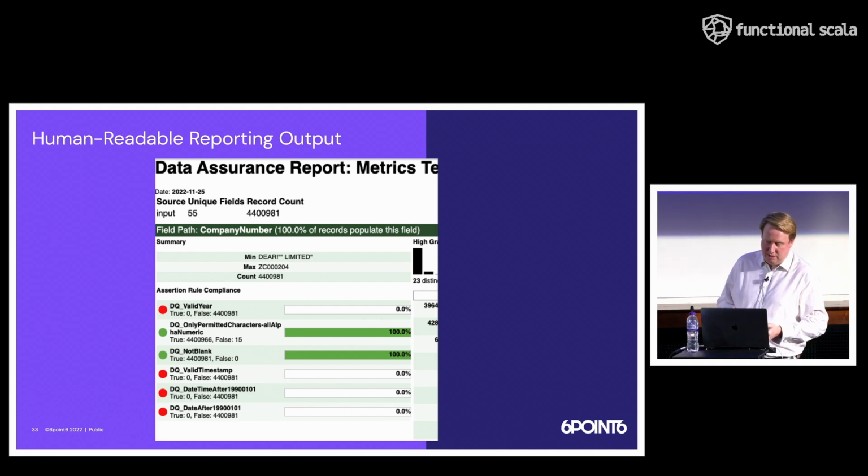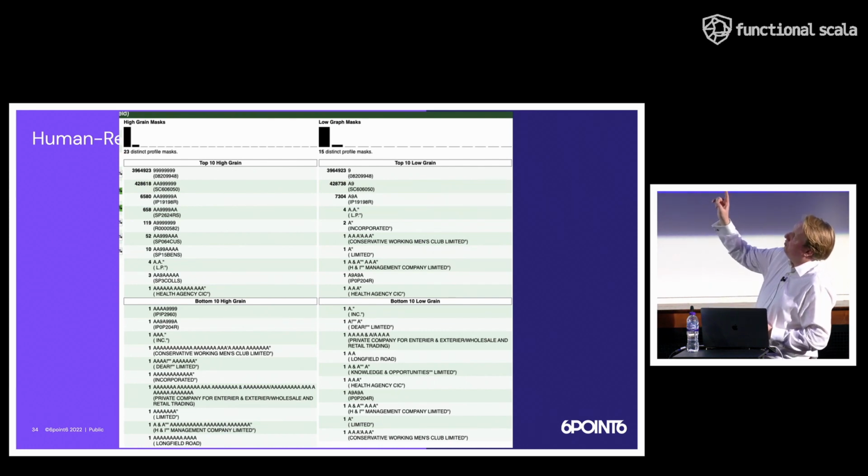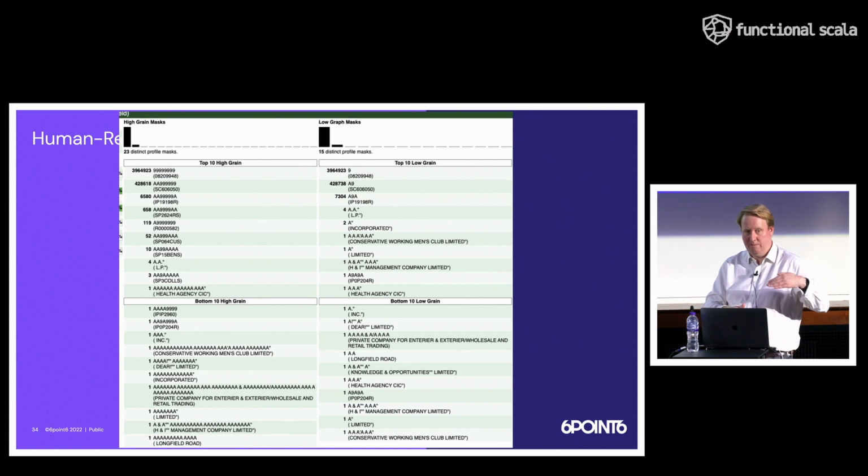And then the others: one rule says the company number shouldn't be blank, so that's actually 100%. And then there's another one which says only alphanumeric characters are permitted in the company number, and that's actually not 100%. So there's some issue, but only with 15, which is not bad, right? And then the other thing it shows you is a histogram of the profile mask patterns, high grain and low grain. And then the top and bottom 10.